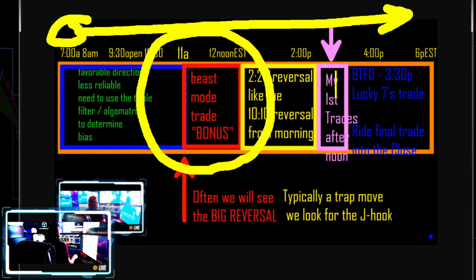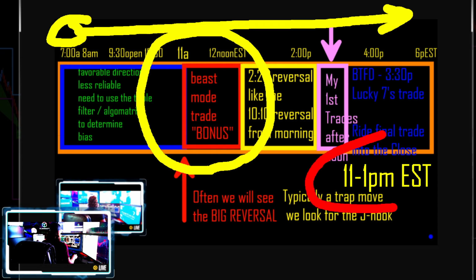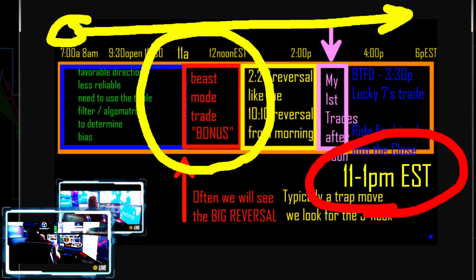Okay, that's that beast mode hour. You should have this printed out for yourself if you are one of our members. 11 to 1 p.m. Eastern time. This is the time window in which we are looking for one of these setups. So the first thing that you need to be aware of is being aware of your surroundings. What time of day are these more likely? Now, look, these can happen anytime. Okay, we know that. But when do we see them most often?